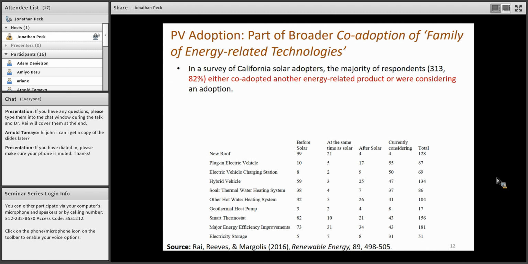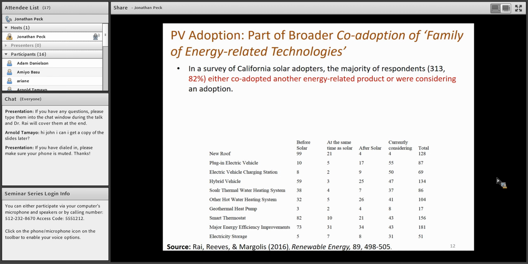So for example, many people were getting new roofs. Many people were making major energy efficiency improvements, so right at the second last row from the bottom, and a whole range of other things that were happening all at the same time, right? And there are very important implications of this for understanding energy use and what solar does or not, and what the impact of adopting solar is on home value and so on. One has to really understand this co-adoption piece to really pinpoint what the impact of solar is.